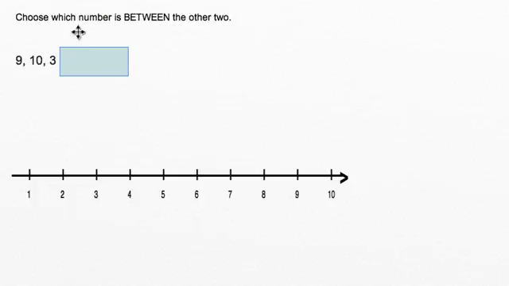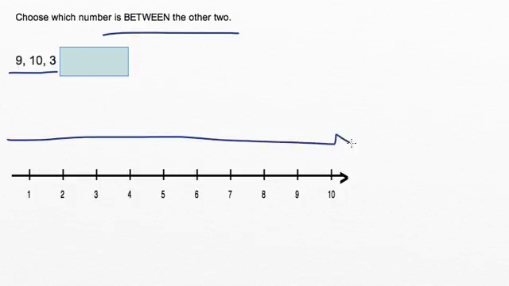So here we're looking at which number is in between the other two. We have 9, 10, and 3. Now remember, whenever we look at our number line, as we go to the right of the number line, the numbers are getting bigger. So anytime you have this kind of problem where you're looking for what number is in between, you always want to put your numbers in order.